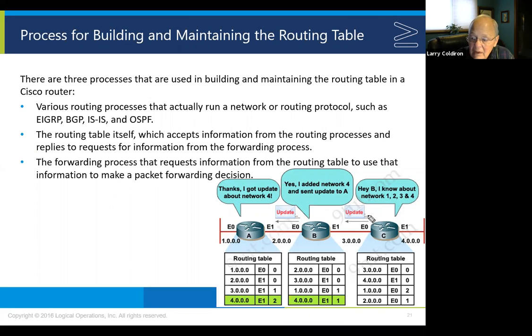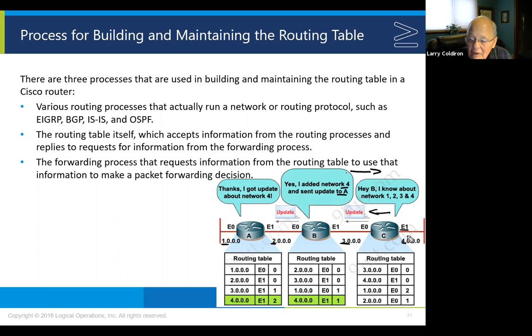In this direction, obviously, with the update, this router says, hey, B, I know about networks 1, 2, 3, and 4. Network 1 is connected to him, actually 4 on Ethernet 1, 4 is connected to him, and 3 is connected to him. He got the information about 2 and 1 from B, so it went this way. Split horizon is going to prevent him from sending that information back to router B, or B from accepting it. So what B says is, yes, I added network 4 and sent an update to 8.